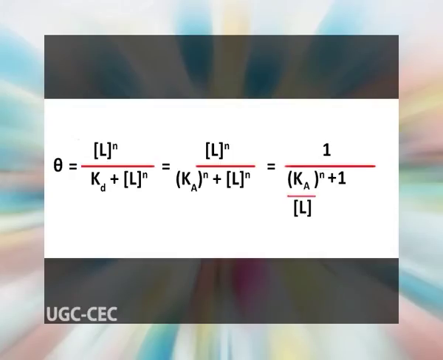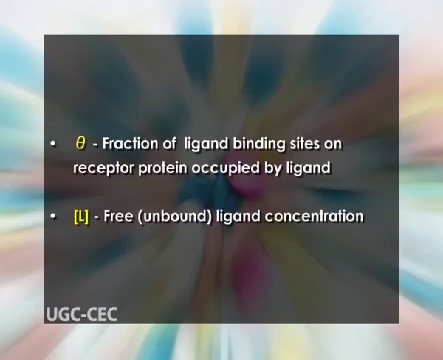The Hill equation can be described as theta is equal to L^n divided by (Kd plus L^n), which is equal to L^n divided by (Ka^n plus L^n), which is equal to 1 divided by ((Ka/L)^n plus 1), where theta is the fraction of the ligand binding sites on the receptor protein which are occupied by the ligand.